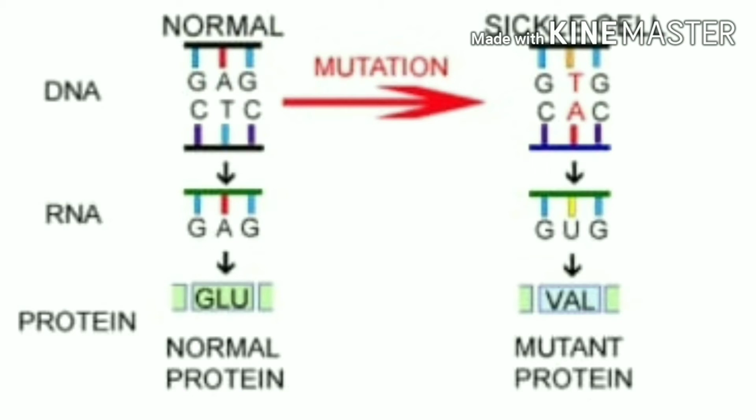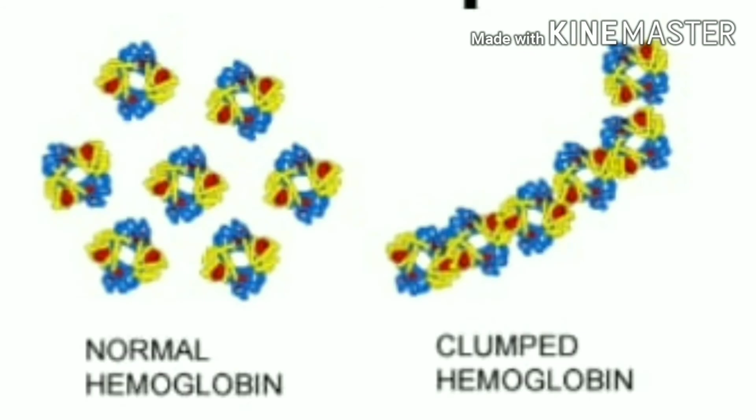I hope you understood. Now let's look at the next picture where you can see how the normal hemoglobin looks and how a clumped hemoglobin looks. Hemoglobin is made up of 4 chains. Clumped hemoglobin is causing the disease known as sickle cell anemia.